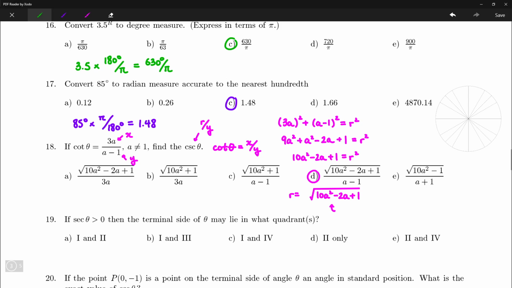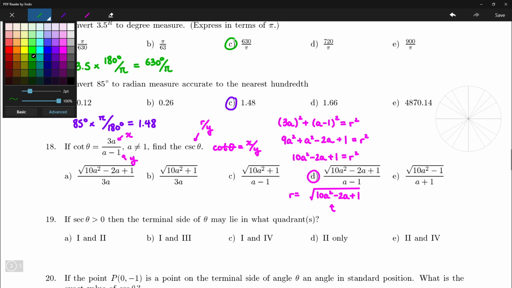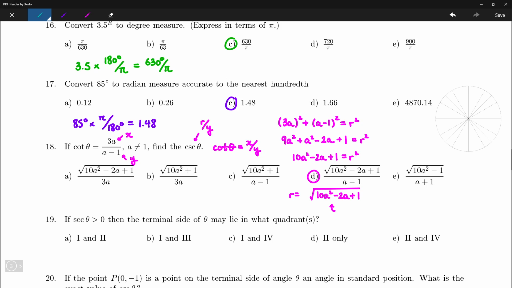Okay, number 19. If secant theta is greater than 0, then what quadrants could it be in? That's the same thing as saying cosine theta is greater than 0. That means the quadrants where x is greater than 0, and that will be quadrants 1, of course, and also quadrant 4. So that would be C.